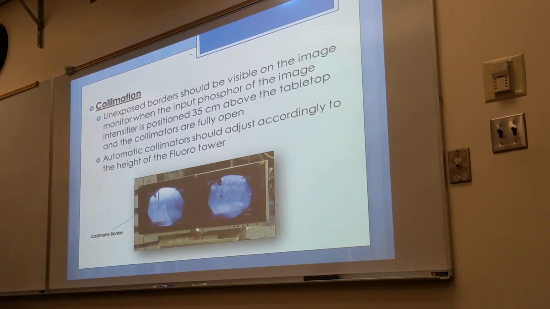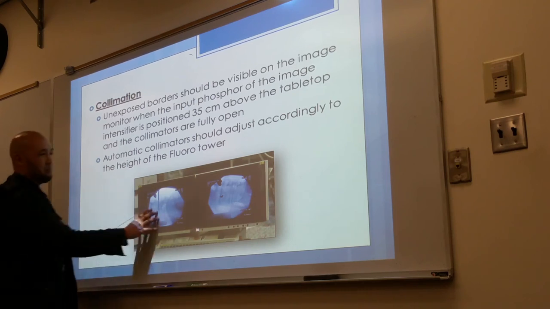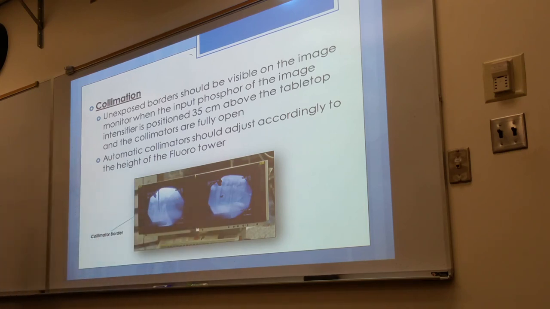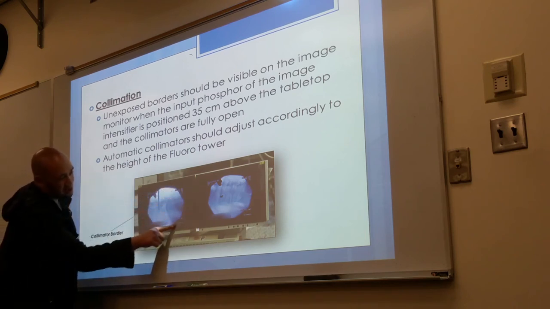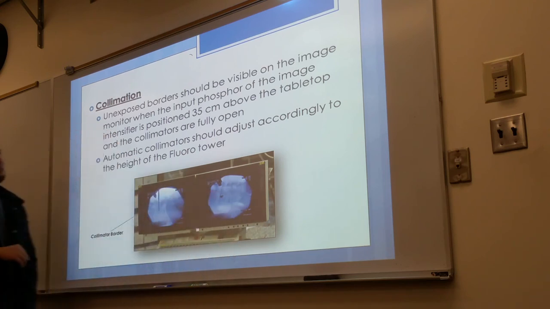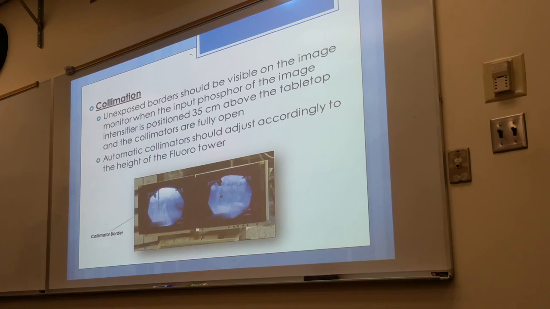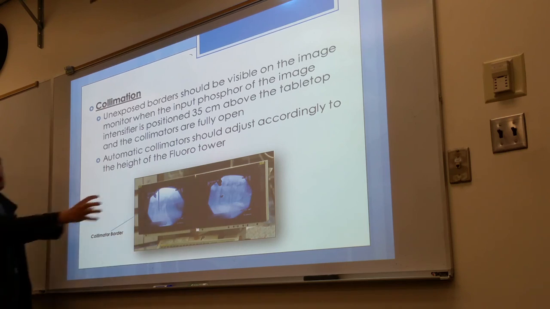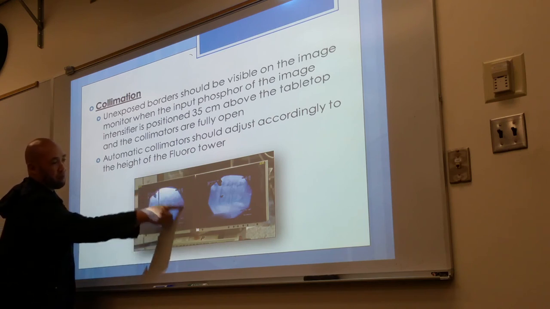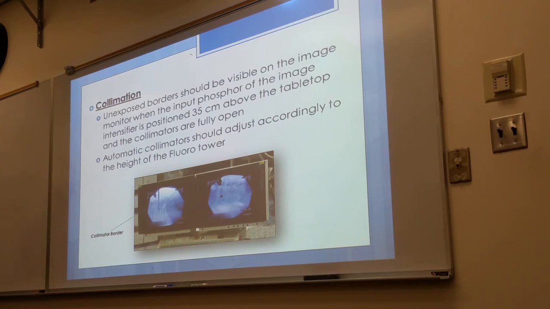Collimation. So here is your display screen on a fluoroscopic unit. It is circular in shape. The unexposed borders should be visible on the image. So you should actually see the shutters on the side of your circular image. Unexposed borders should be visible on the image monitor when the input phosphor of the image intensifier is positioned at 35 cm above the tabletop and the collimators are fully open. Automatic collimators should also adjust accordingly to the height of the fluoro tower. So even as you're putting your fluoro tower up and down, you should see the shutters also moving, but at the periphery of the image. Was there a question, Daniel? No? Okay.